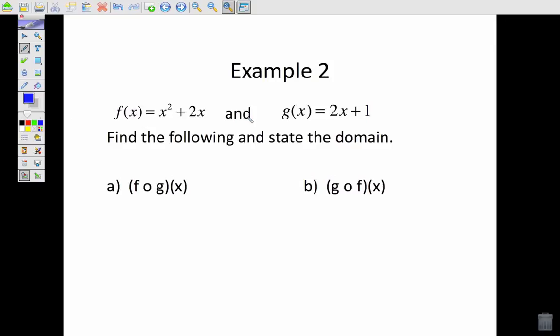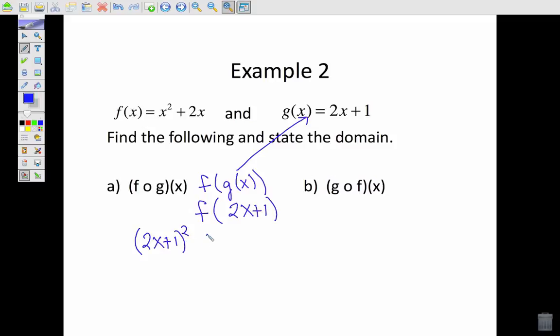All right, I'm going back to the same f and g functions, and let's find the composition. So this is what this means. This means f of g of x. That's the way that we verbally say it, which is asking us to evaluate the function f at 2x plus 1, since this is my g function. Here's what it would look like: (2x plus 1) squared plus 2 times (2x plus 1).